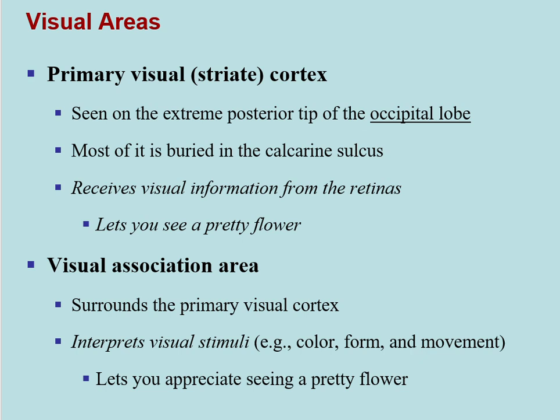So for a visual area, we have a primary visual cortex and a visual association area. The primary visual cortex is seen on the extreme posterior tip of the occipital lobe.